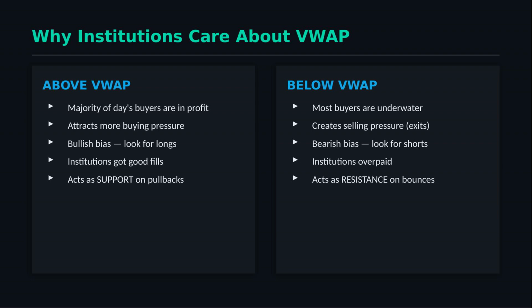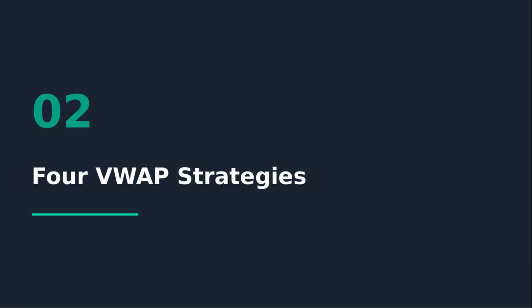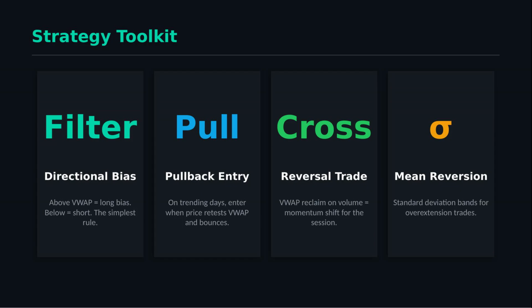The simplest way to use VWAP is as a directional filter. If price is above VWAP, your bias is long. You look for buying opportunities on pullbacks toward VWAP, and you avoid shorting. If price is below VWAP, your bias is short. You look for entries on bounces up to VWAP, and you avoid going long. This single rule, only trading in the direction of VWAP, can dramatically improve your win rate. It keeps you aligned with institutional flow instead of fighting against it.